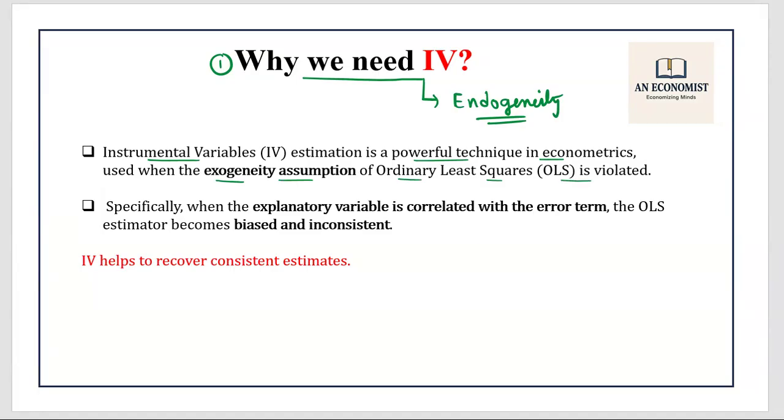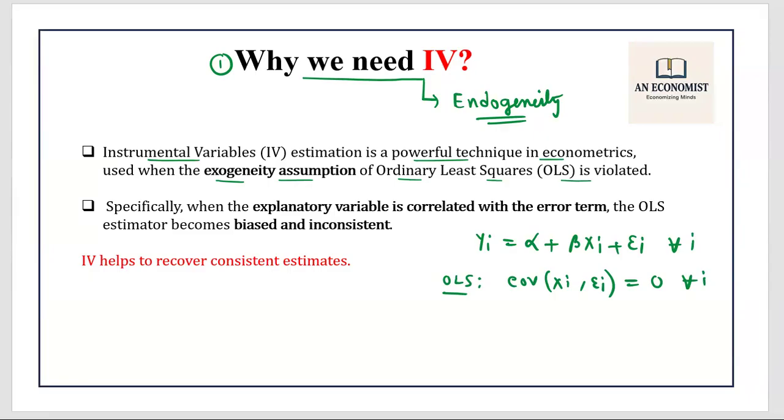So what is this? Suppose we have a very simple two variable regression model. Suppose I call this y_i = alpha + beta x_i + epsilon_i. And this is the simplest regression model that we have. Now, if you remember, one of the assumptions of the OLS model was that the covariance between this explanatory variable and the error term has to be exactly equal to 0 for all i, right? This is one of the assumptions. I have made a separate video for the assumptions of OLS. If you haven't watched that video, I'll give the link in the description. Please check that out.